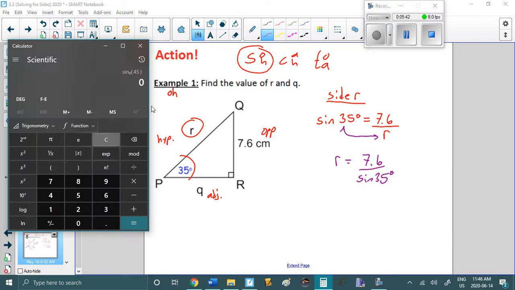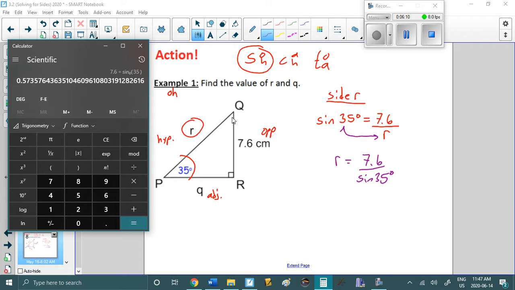Now, to do 7.6 divided by sine 35, I'm going to have to do this. 7.6 divided by, now remember, on my one-line calculator, I have to hit 35 first. So divided by 35 sine, and whenever you do this, you're going to get a 0-point number for sine or cos, and that's not your answer. Right now, my calculator is just showing me 0.57. That is not the length of this side.